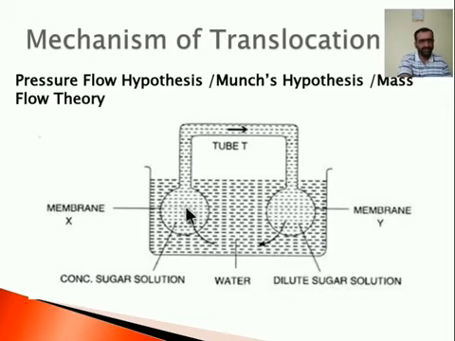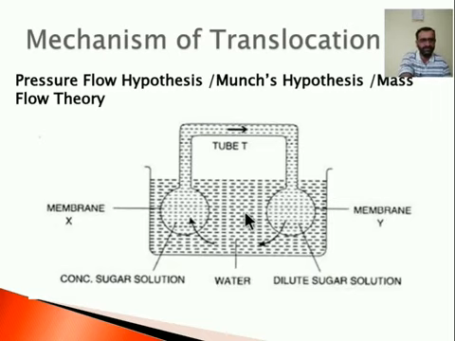Okay, again, the food material can be translocated through the sieve tube. Further, the movement of solute is always from the region of higher concentration to the region of lower concentration. We know that. And further, from higher to lower turgor pressure. The Munch hypothesis can be explained very well with the help of a simple experiment.